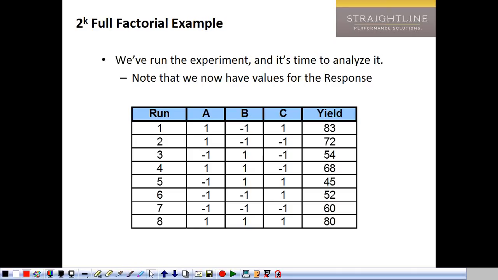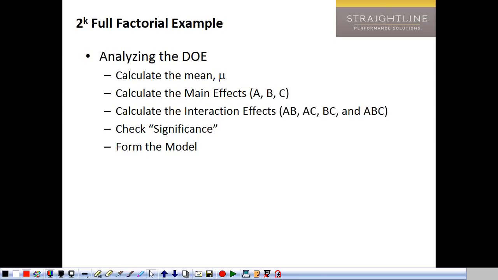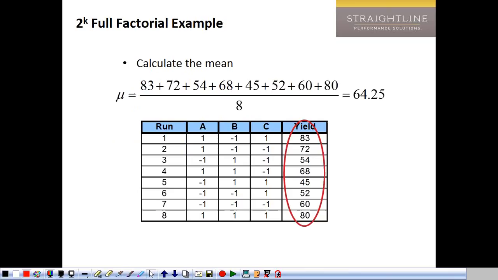Okay, why not let it work for us? But as you'll see, there's a number of different ways that we analyze this, and it's just very straightforward. So for example, the mean is just an average of all of these amounts.